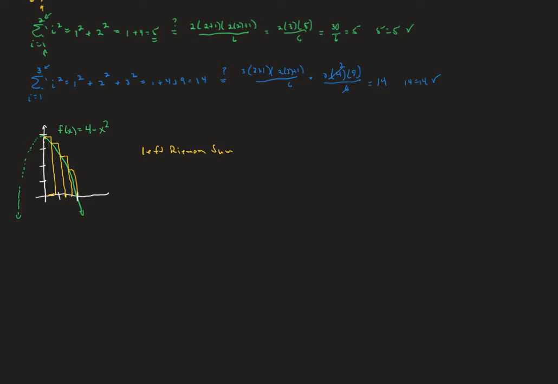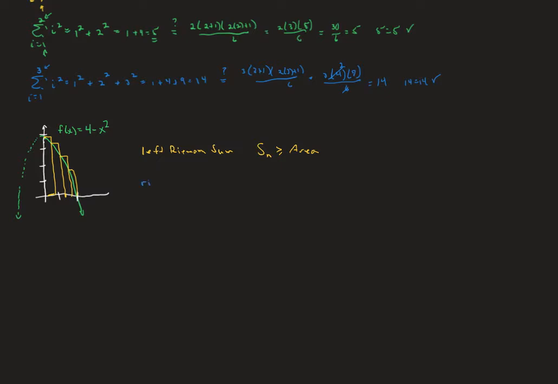Now you can see in this particular case, because our curve 4 minus x squared is decreasing, that the left Riemann sum is going to be an overestimate of the actual area. So I'm going to do this in a moment, and I'm going to use a capital S sub n for that left Riemann sum, because we know that's going to be greater than or equal to the actual area between the curve and the x-axis.